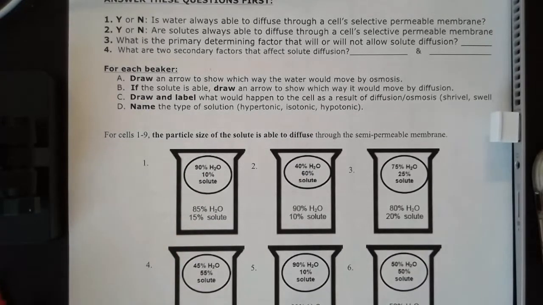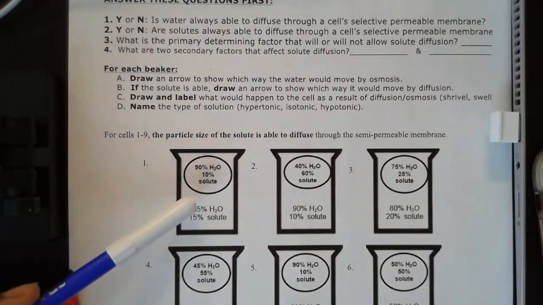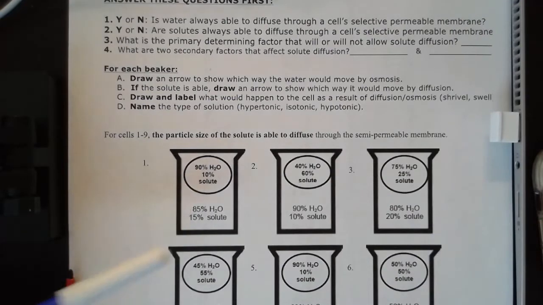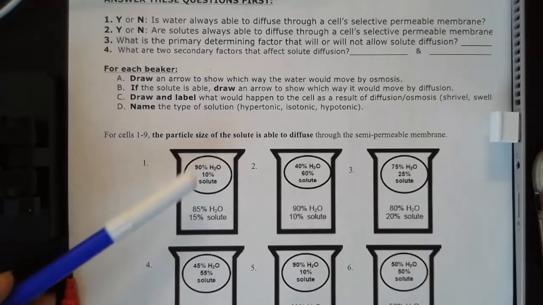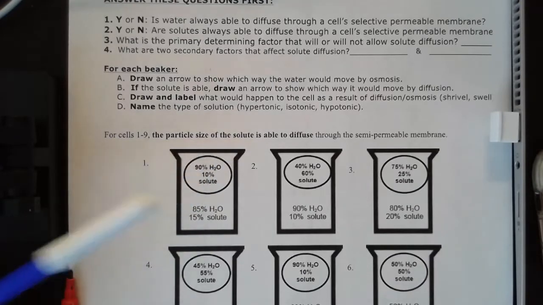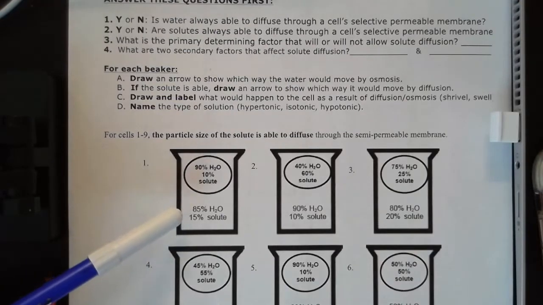The first thing I need to do is draw an arrow to show the way that the water would move by osmosis. I'm going to draw my water arrows in blue. In order to decide which way the water would move, I need to look at the numbers inside of the cell and inside of the beaker. So the first thing you should notice is that in the cell, the percentages will add up to 100. 90 plus 10 gives us 100. In the beaker, same thing. 85 plus 15 gives us 100.